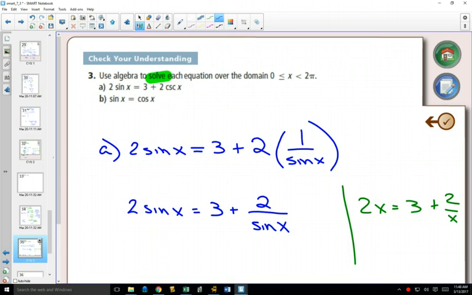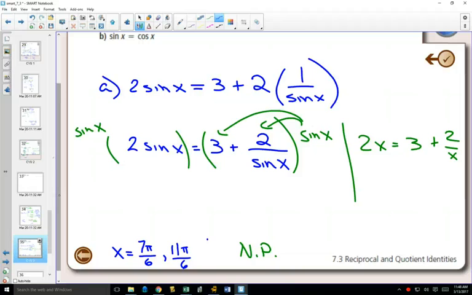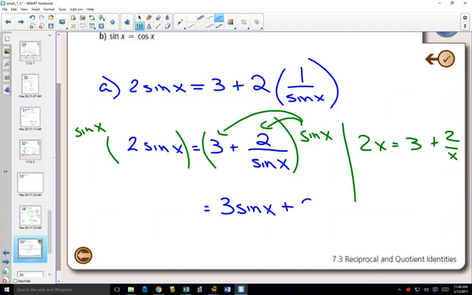Can you see my fraction has a sine? So what would I have to multiply both sides of the equation by to get rid of the sine on the bottom? I'd have to multiply both sides, this side by sine and this side by sine. When I distribute this on this side, can you see that I'll get 3 sine x plus, and here when I distribute, I'll just get 2, because that was our plan, to get rid of that fraction. And on the left-hand side, 2 sine x times sine will be sine squared.